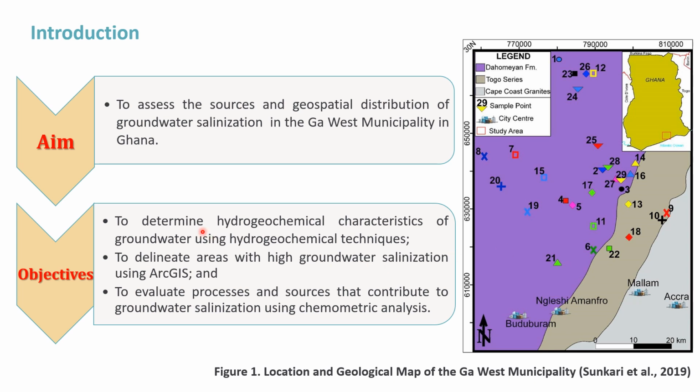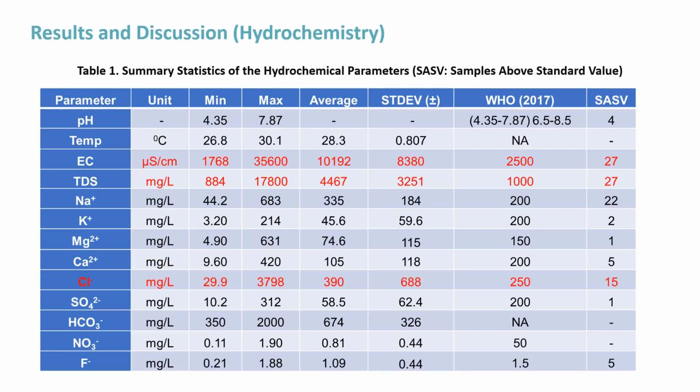Therefore, the aim of this research is to assess the sources and geospatial distribution of groundwater salinization in the Ghana West municipality in Ghana. Specifically, the research is aimed at determining the hydrogeochemical characteristics of groundwater by means of hydrogeochemical techniques, and also to delineate areas with high groundwater salinization employing ArcGIS, and to evaluate processes and sources that contribute to groundwater salinization using chemometric analysis.